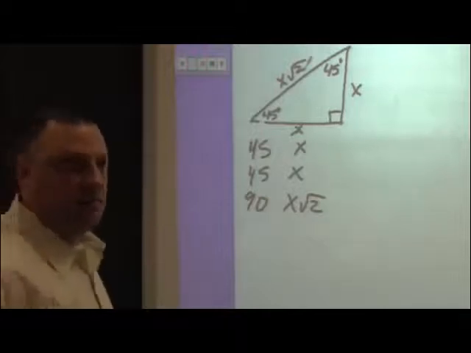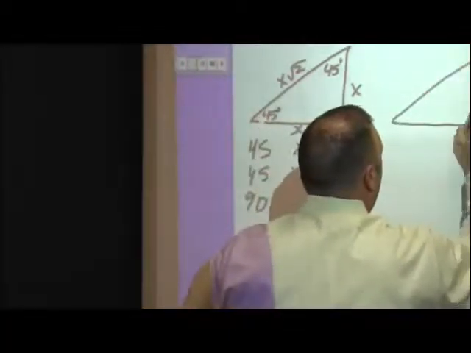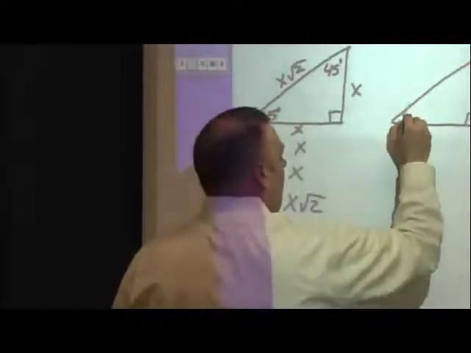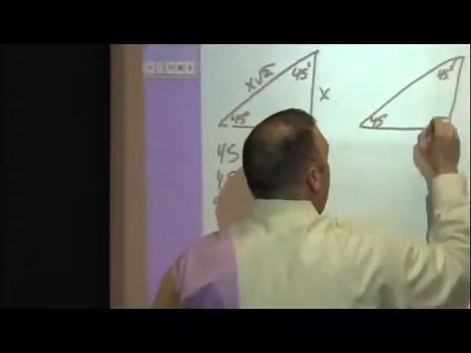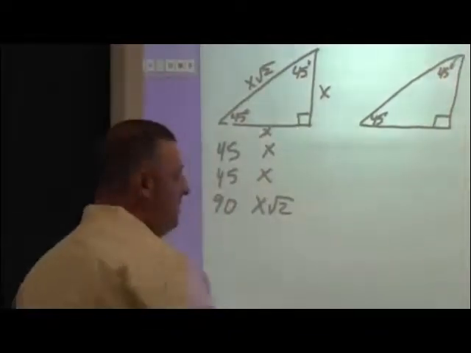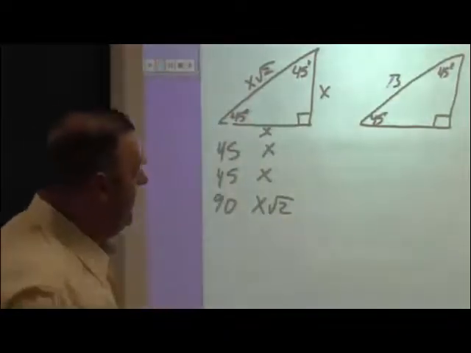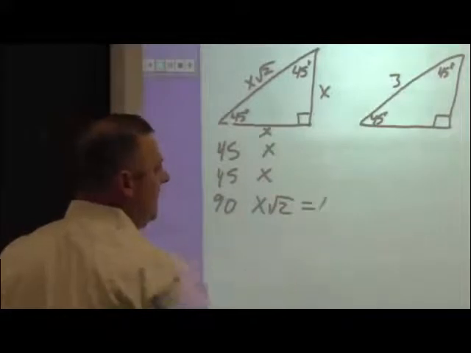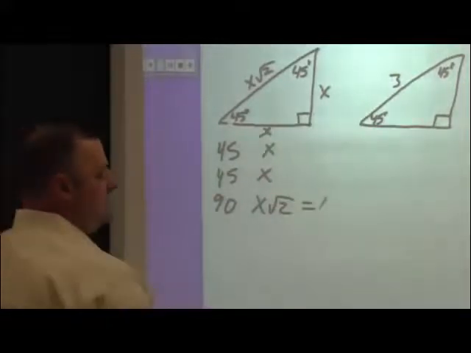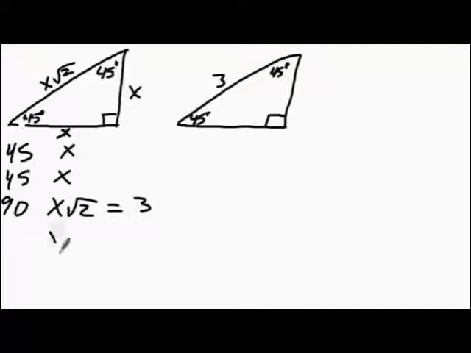Now let's take a look at a couple situations. We got to put our angle measures in there. And let me give you the side opposite the 90. So if you were doing this relationship, they would be giving you this side opposite the 90. You would take that x radical 2 and set it equal to 3, and you would have to solve for x. So you'd have x equals 3 divided by radical 2.